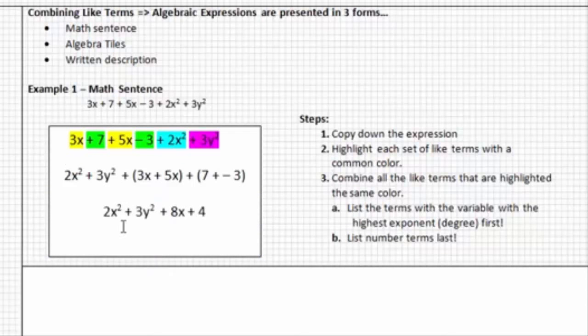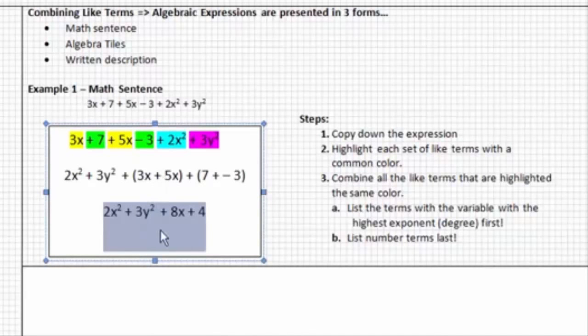So we keep 2x squared plus 3y squared plus 8x, because 3 x's plus 5 more x's would give us a total of 8 x's. And 7 plus a negative 3 is 4. So our final answer is 2x squared plus 3y squared plus 8x plus 4.